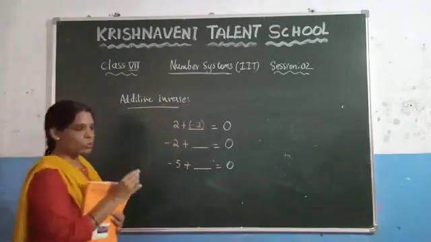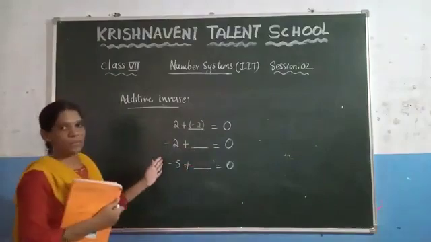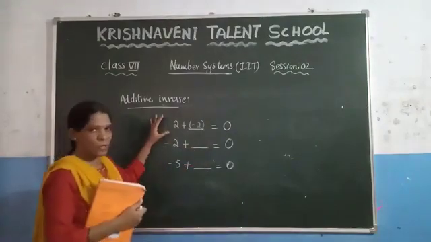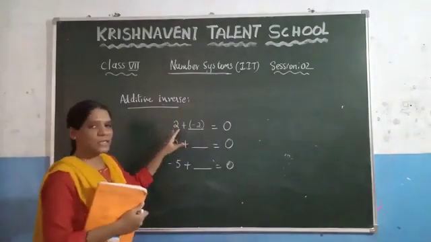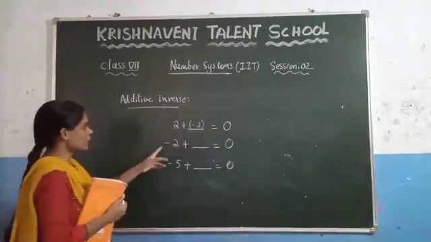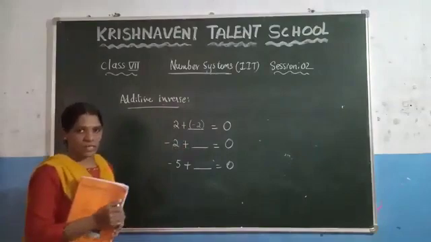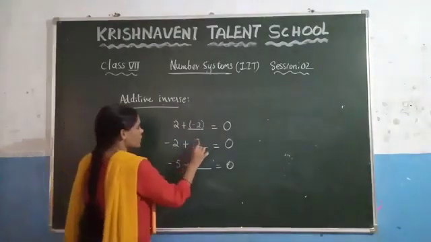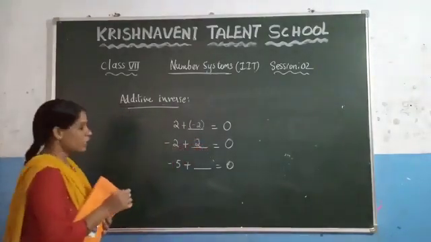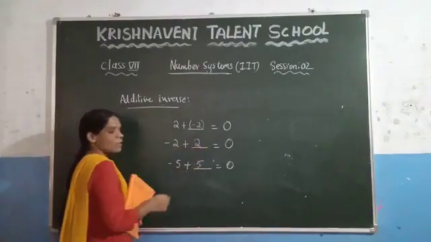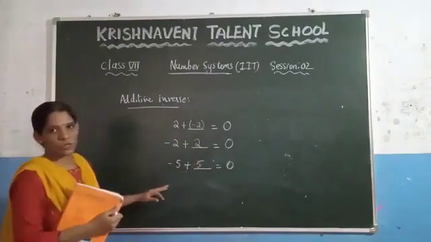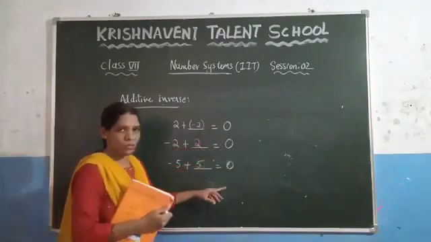So what we need to do, we just need to change the symbol. The number that is given, you need to change its symbol so that you will get the additive inverse of the given number. Since here -2 is given, what is the additive inverse of -2? Which is +2. And here what is the additive inverse of -5? Which is +5. Because while adding these two numbers you are getting the result which is always 0.